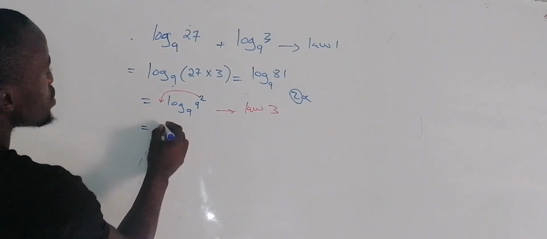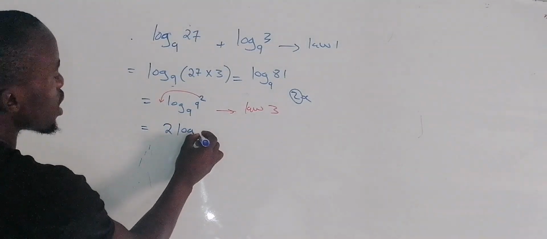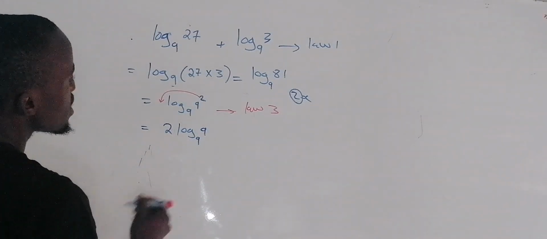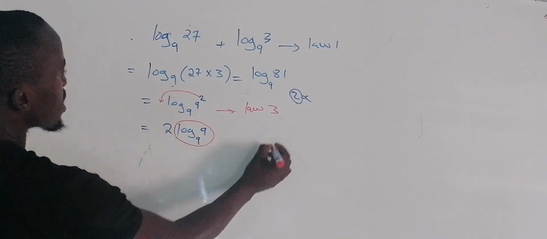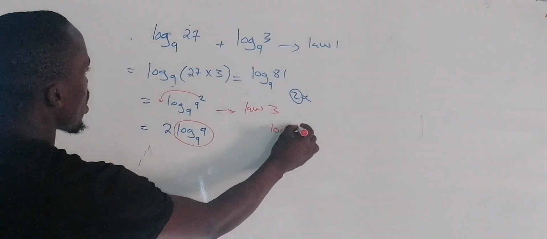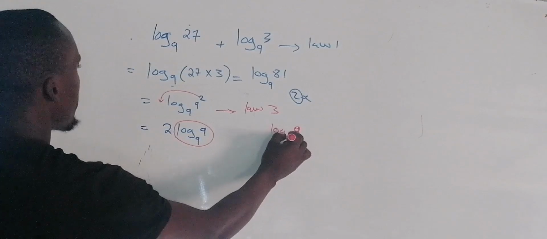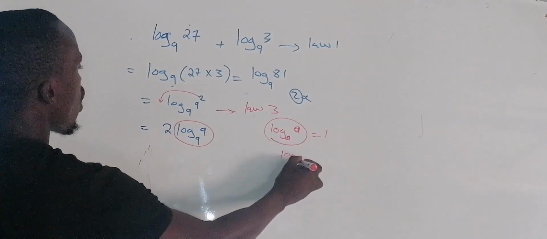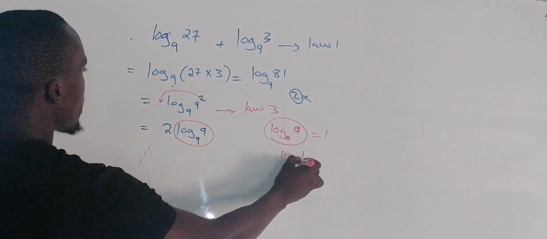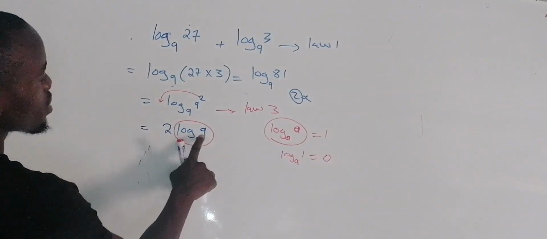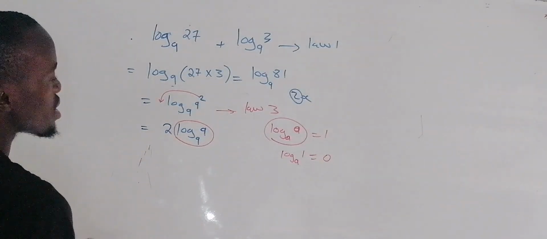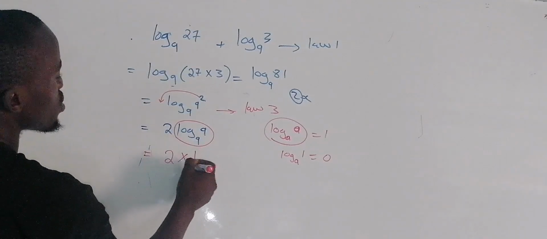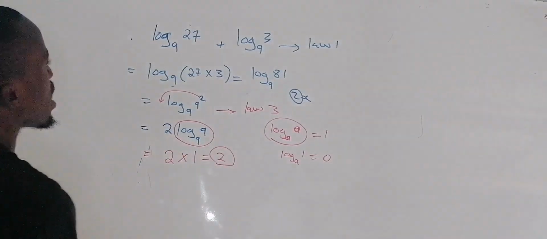Alright. Now it will be 2 log 9 base 9. Then this is a deduction. Remember, I said that the log of a base a will always give us 1, but the log of 1 base a will always be 0, meaning that if here was 1, we'd say the answer is 0. So here we are having 2 times 1, because this is equivalent to 1, equals 2. So this is our answer.